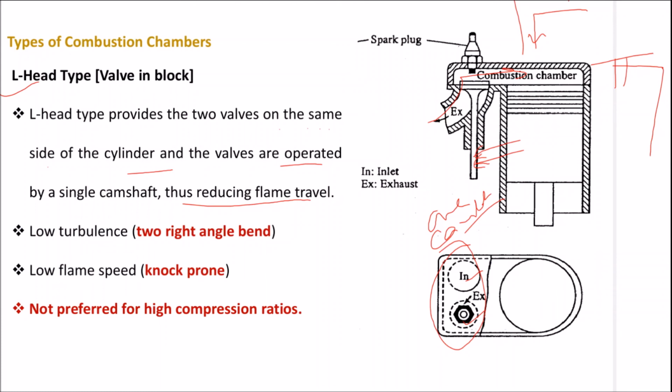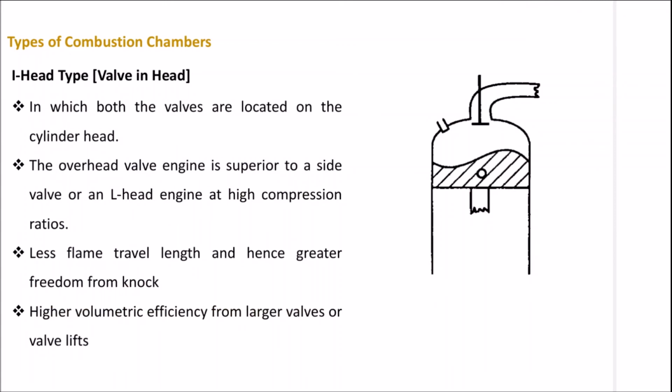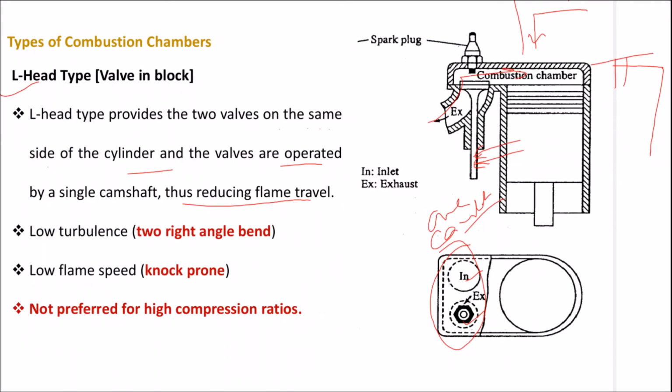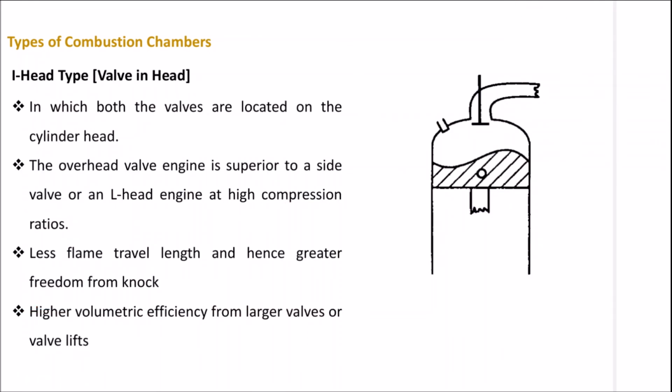So the next type is the I head type, or valve in head. The L head is called valve in block; this is called valve in head. In this type the valves are located in the cylinder head. Earlier I mentioned that it was a wedge shape or smooth wedge shape. In the I head type the valves are located on the cylinder head. An overhead valve engine is superior to a side valve or L head engine at high compression ratio. The third one is less flame travel length and hence greater freedom from knock.